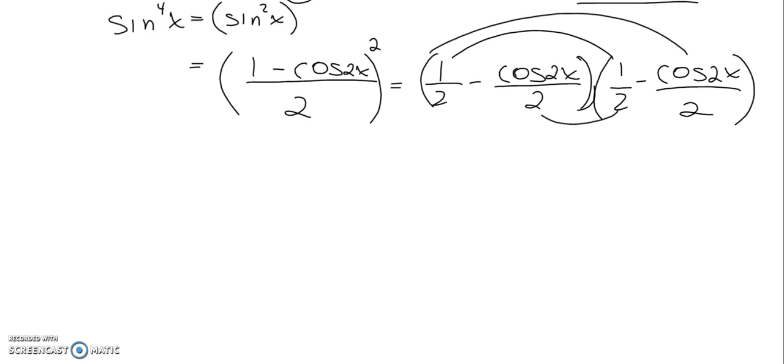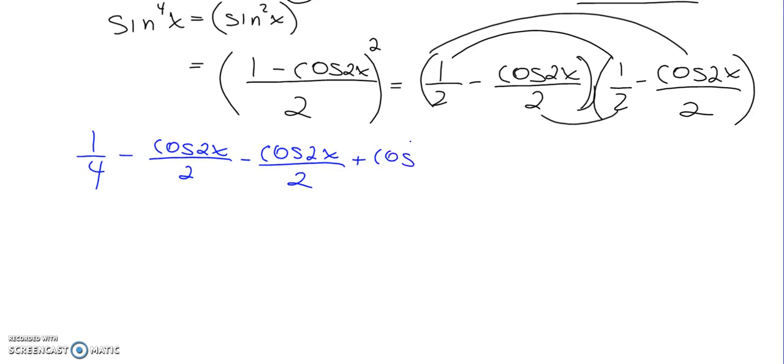So at this point, I need to do a little bit of a FOIL. I'm going to do the 1/2 times the 1/2. That's going to be 1/4, and then I'm going to have minus cosine 2x over 2, another minus cosine 2x over 2, and then plus cosine squared 2x. I'm sorry, both of these are over 4. It's my mistake.